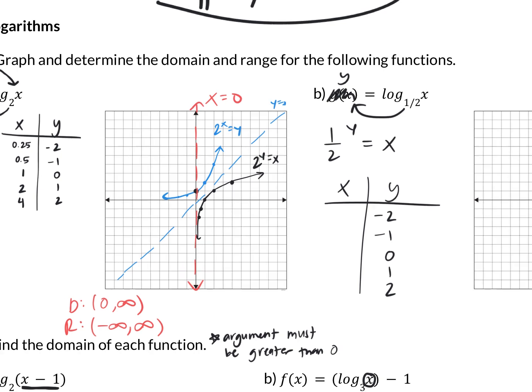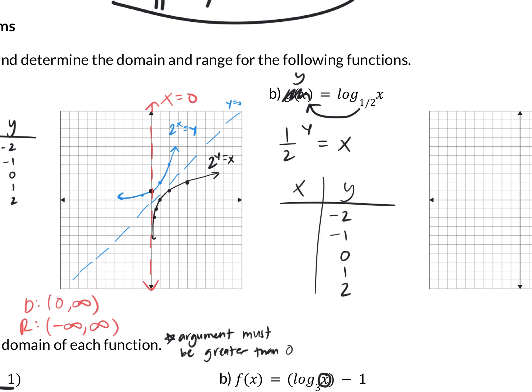Okay, this is also the same thing as, don't you agree? 2 to the -y is equal to x. Yeah? Okay, so let's plug these values in. If I plug in 0, I get 2 to the 0, which is 1. If I plug in 1, I get 2 to the -1 power. So 2 to the negative first power would give me 0.5. And 2 to the negative second would give me 0.25.